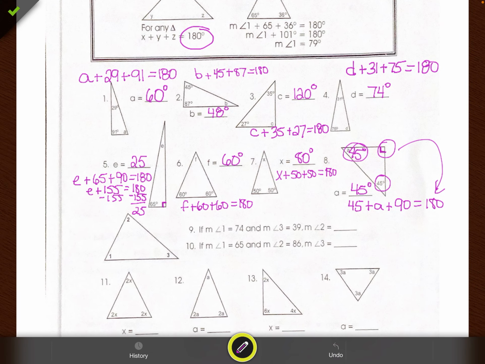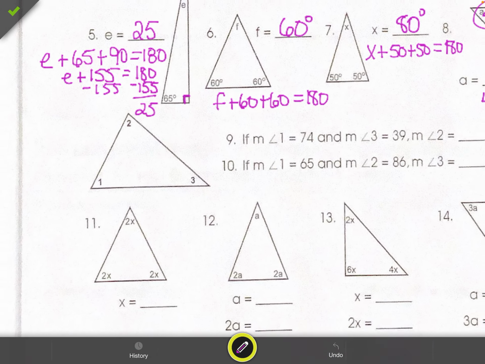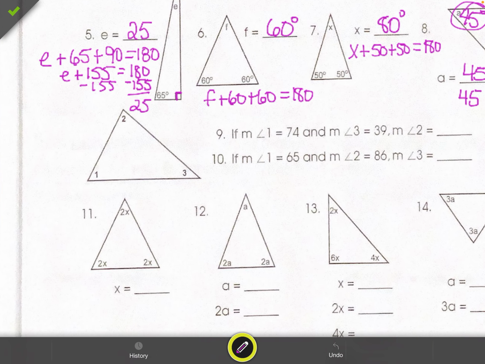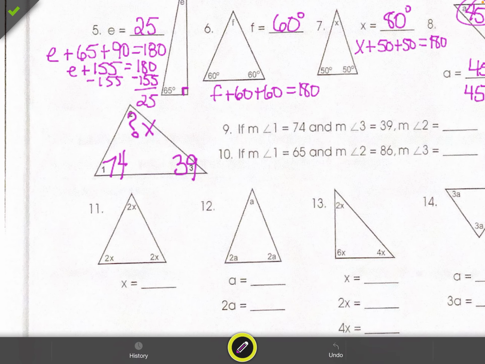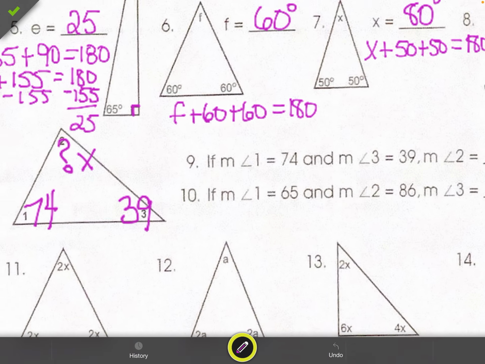All right, so 9 and 10, same thing, except now you need to just look at your picture, and I would use pencil to write the numbers on your picture. If the measure of angle 1 is 74, so they're telling you that this angle is 74, and the measure of angle 3 is 39, so they're telling you that this angle is 39. Measure of angle 2 equals blank, so they want to know this angle right here. So that's what you would call your X. And again, use pencil because we're going to use the same picture for number 10. So I'm going to try to write it small.